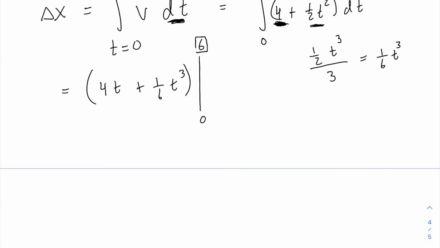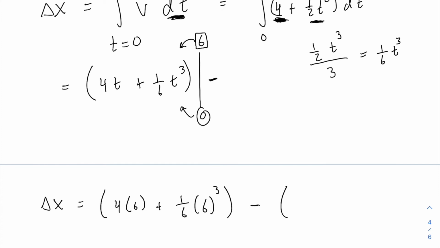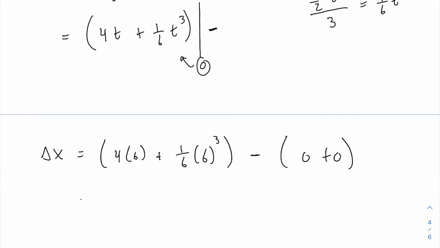The way you evaluate this is you plug in the top limit into your function, and then you subtract and you plug in the bottom limit into your function. So it's going to look like this. Delta x equals, we'll plug in the 6, so that's 4 times 6, plus 1/6 times 6 cubed, and then we're going to subtract, and now we're going to plug in the bottom limit to our function. So it's going to be 0 plus 0, which is just 0, so that doesn't even matter. And we end up with 24 plus 36, which gives us a displacement of 60 meters.